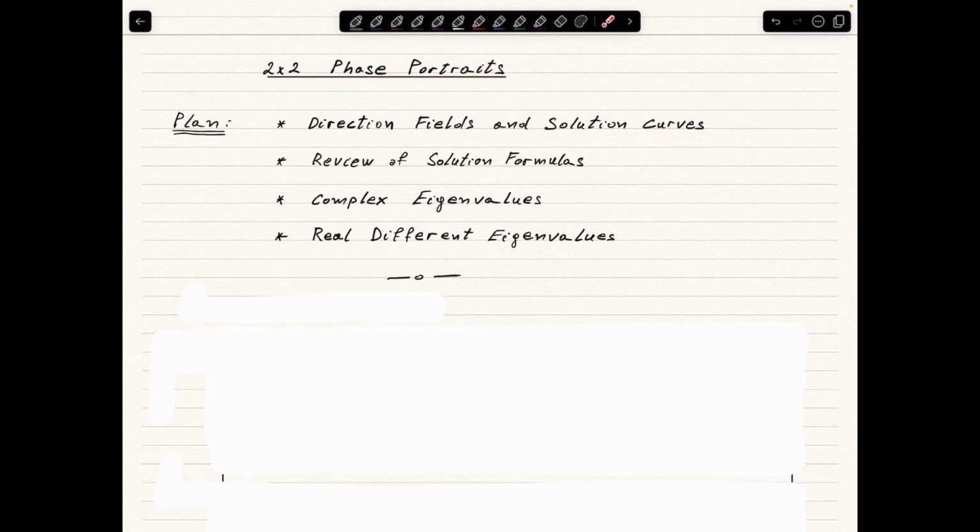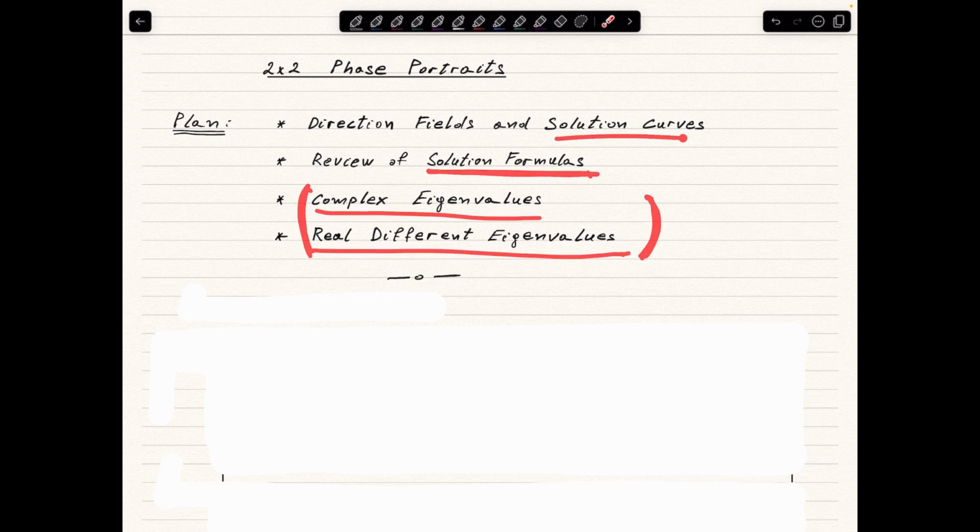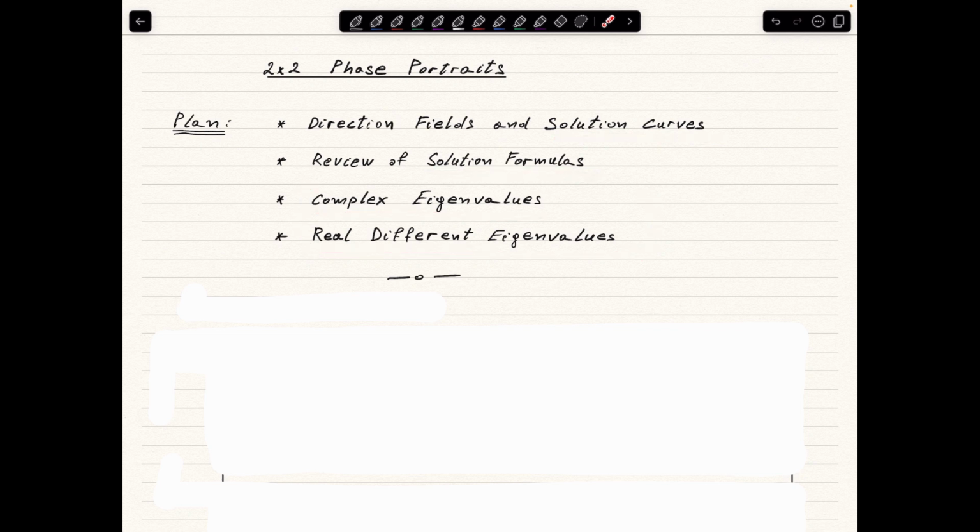In the rest of this video we are going to construct a phase portrait for solutions of a 2x2 system of linear differential equations, in the case that the matrix in the differential equation has either complex eigenvalues or real eigenvalues. To do these graphs, it's important that we review a little bit the solution formulas we are going to use to actually graph these solution curves. So that's the plan for this video.